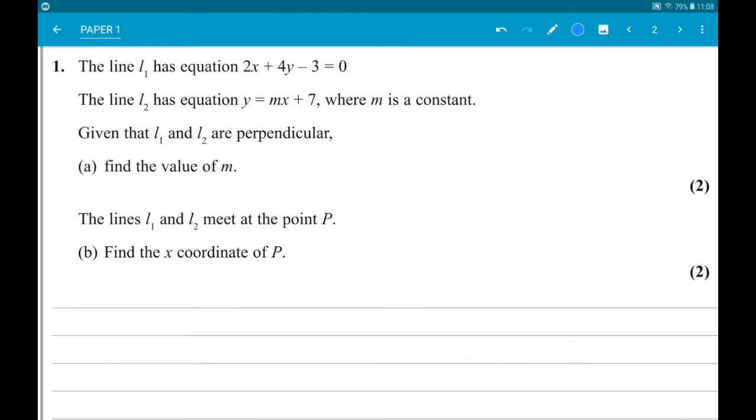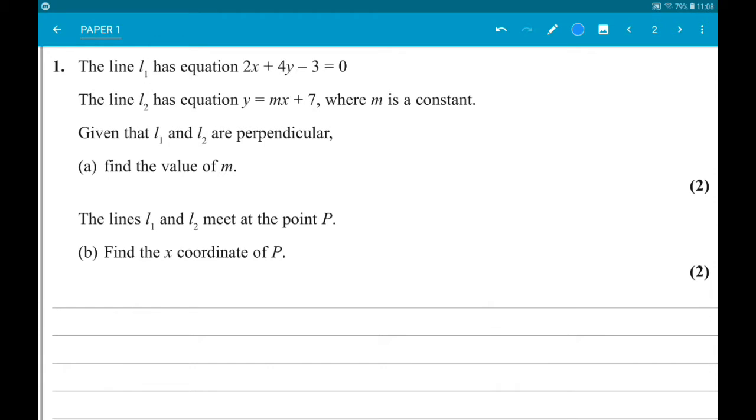Number 1. The line L1 has equation 2x + 4y - 3 = 0, L2 is y = mx + 7. Given that the lines are perpendicular, find the value of m. So, if lines are perpendicular, their gradients multiply together to give -1. So, find the gradient of L1, and then we can get the gradient of L2.